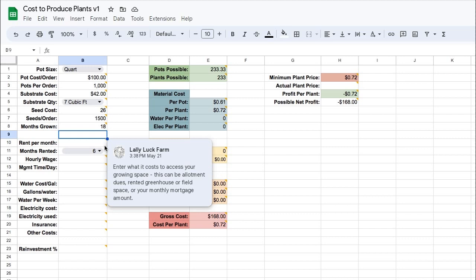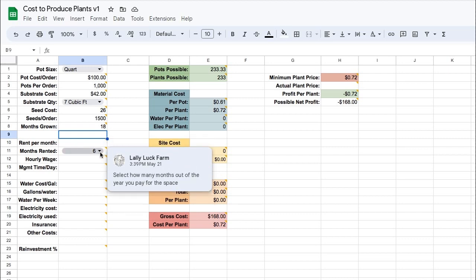space or to access your public garden or your group if they have a space where you are allowed to grow if you are a member. If you are a homeowner or renting commercial space, this is the field where you would put your per month cost, whether it's your mortgage or the associated rent for a greenhouse space or wherever it is that you're growing. And then how many months out of the year you pay for that space.